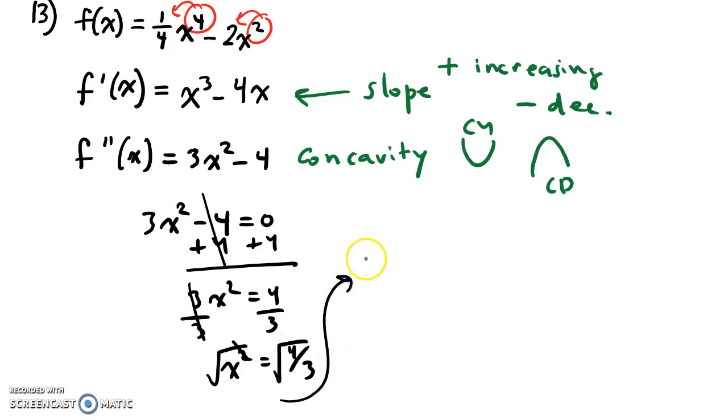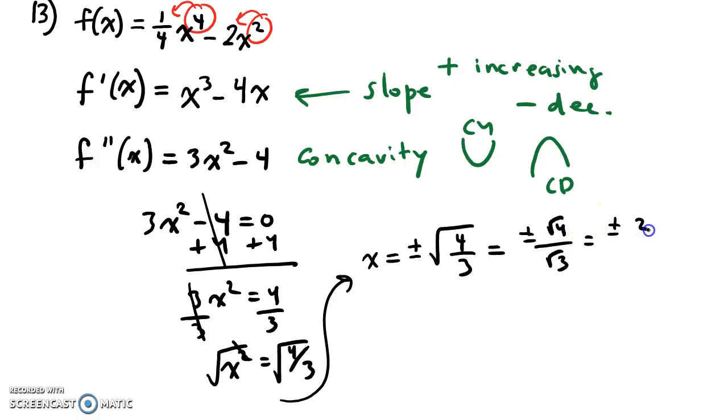And you get x equals plus or minus the square root of 4/3, which turns into plus or minus the square root of 4 over the square root of 3, which equals plus or minus 2 over square root of 3. So that means there's two possible answers for x. x could be either positive 2 over square root of 3 or negative 2 over square root of 3. And those two values for x could be your points of inflection, but we gotta check.